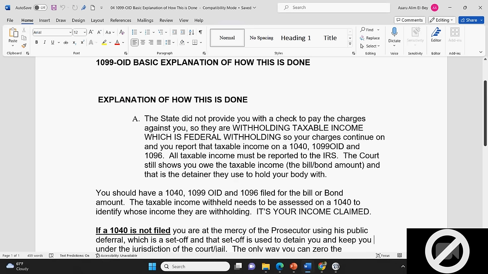So, if you're going to dismiss the charges being brought up against you in court, you use a 1099 OID or a 1099-C for cancellation of debt. With a 1040 voucher, if it's federal, 273, 274, 275, bid bond, payment bond, and performance bond.